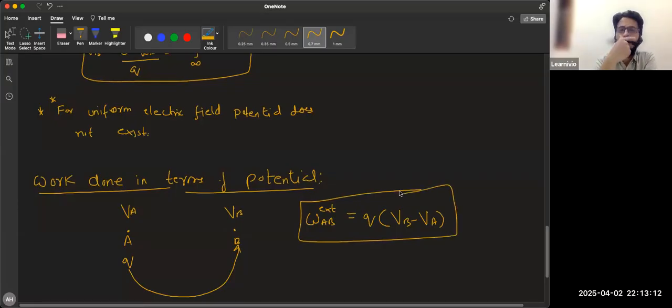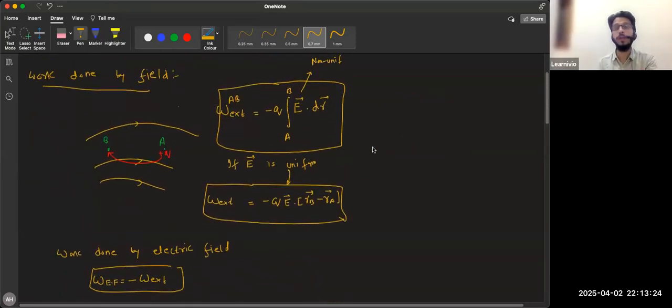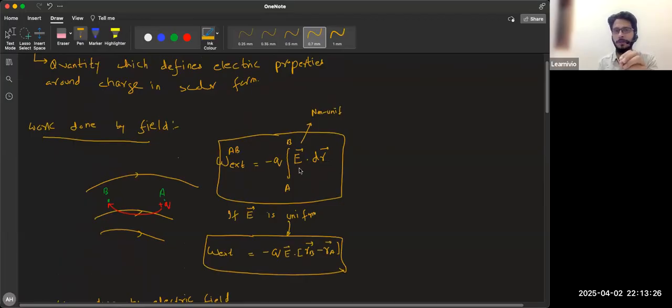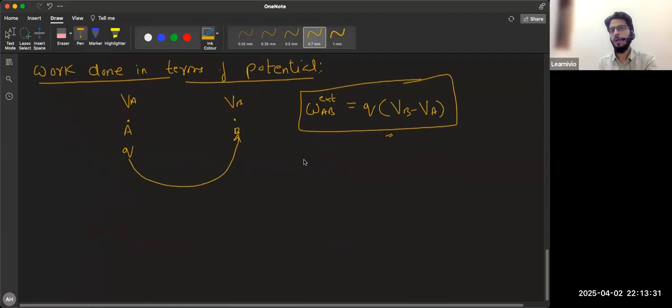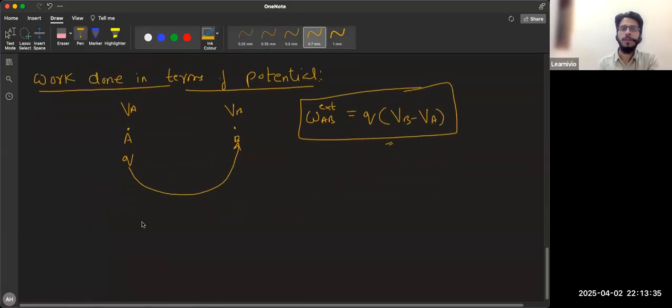So this is work. Work done in carrying a charge from A to B is charge multiplied by potential at B minus potential at A. So this is work done in terms of potential. This is an easier method to calculate work done, and this is a bit tricky. If you have field, that means a lengthy calculation. If you have potential and you want to calculate work done, it's a comparatively easier calculation.